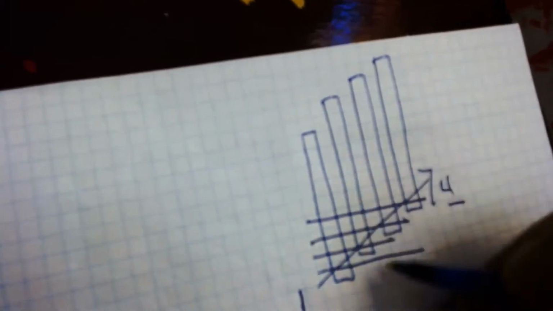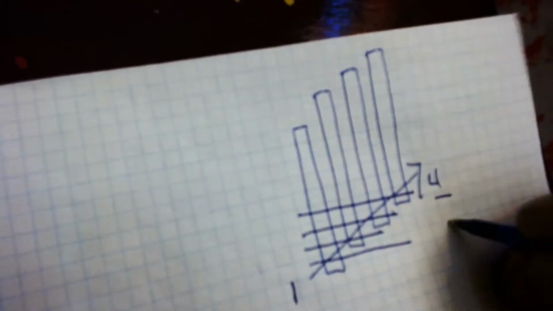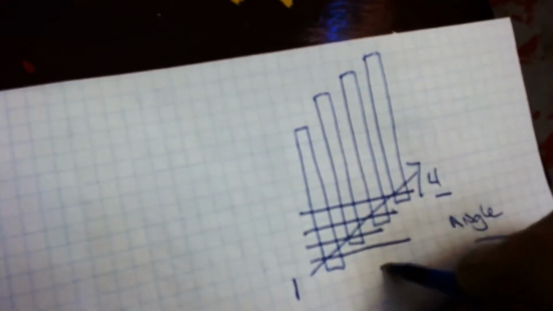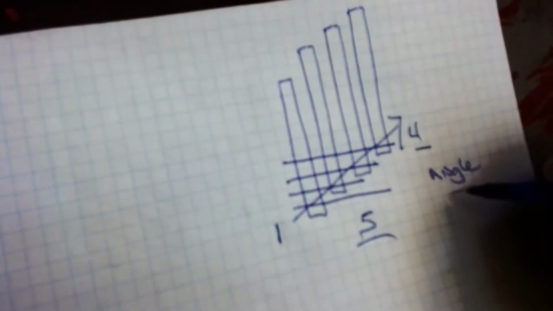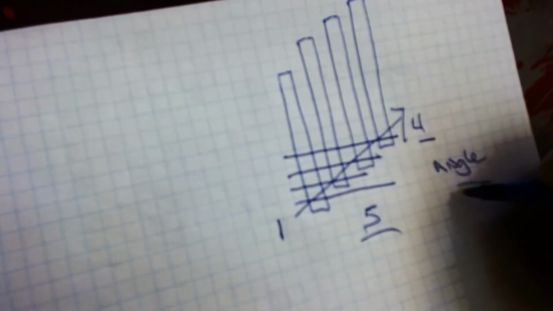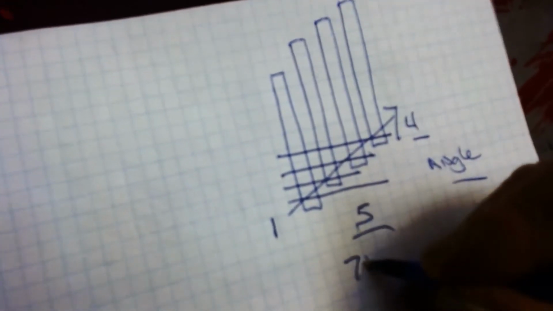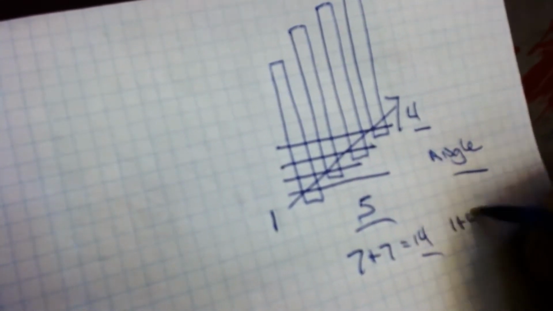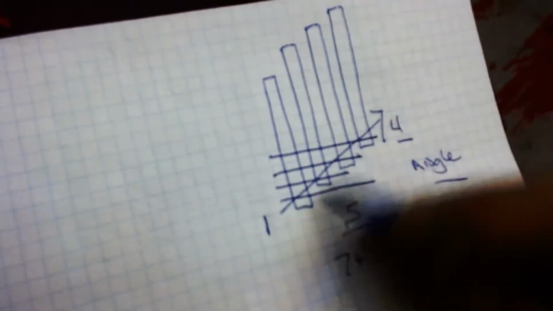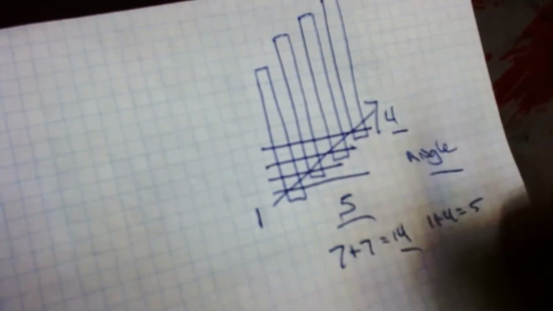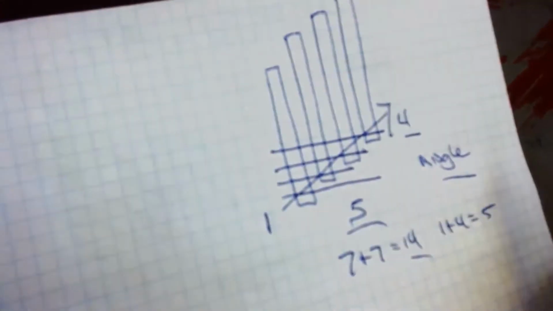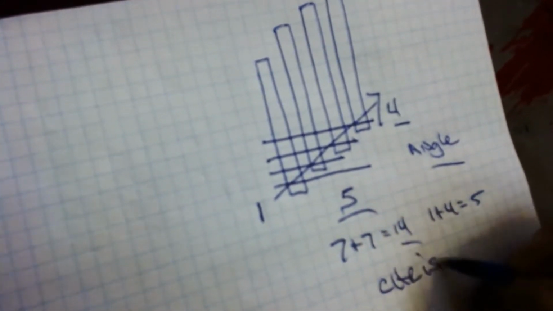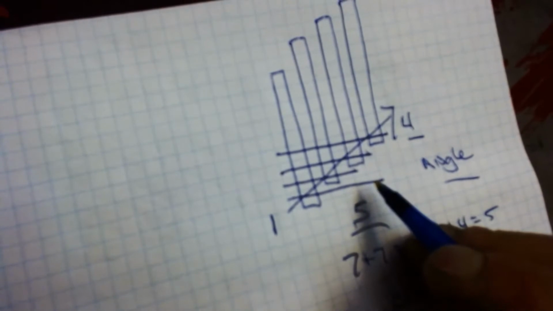1 into 4. So this is my angle, 4 up. So what is that angle? And since it's 1 into 4, automatically you know I'm talking about 5. But my expression is 7 and 7 equals 14. 1 plus 4 equals 5. Here's my 14. Here's my 1 and 4 equals 5. So it's telling me this story. And this story is coming of Christ, and that's the angle.